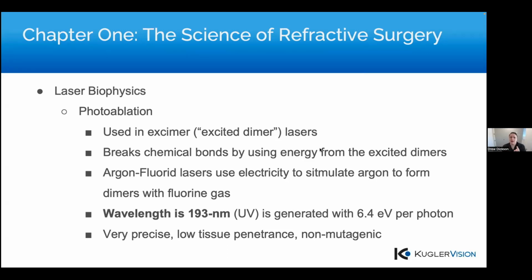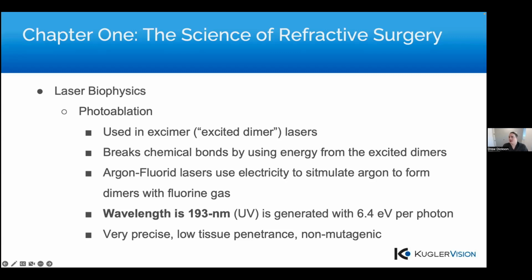The wavelength used by an excimer laser is 193 nanometers. That wavelength of light is very precise, has very low tissue penetrance, and is non-mutagenic. So when we talk about using this for ablations that we would do in PRK or LASIK, it's very precise. You're not affecting the other surrounding tissue that you're not intending to ablate. It's not a hot laser. It doesn't create thermal energy, and it's non-mutagenic, so it works very well in refractive surgery. So that's important to know. The 193 nanometer wavelength is a very testable thing too. So that's an important thing to know.